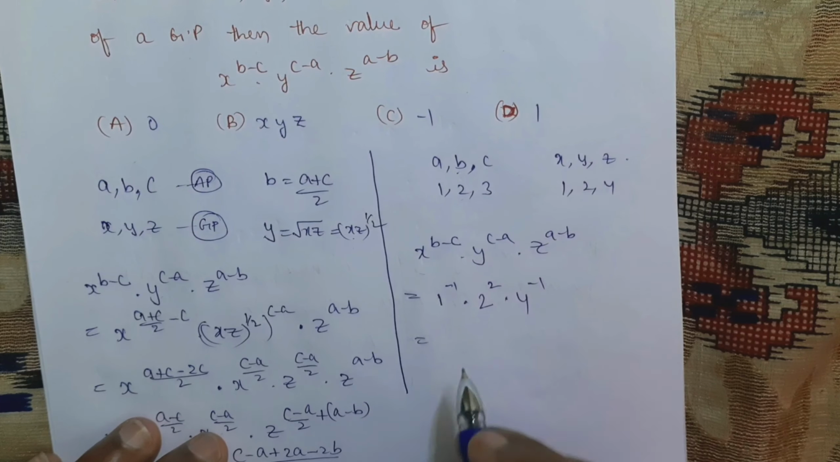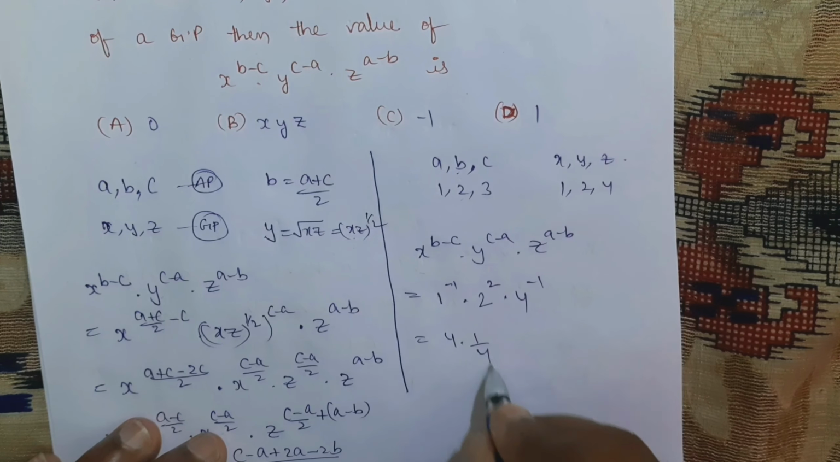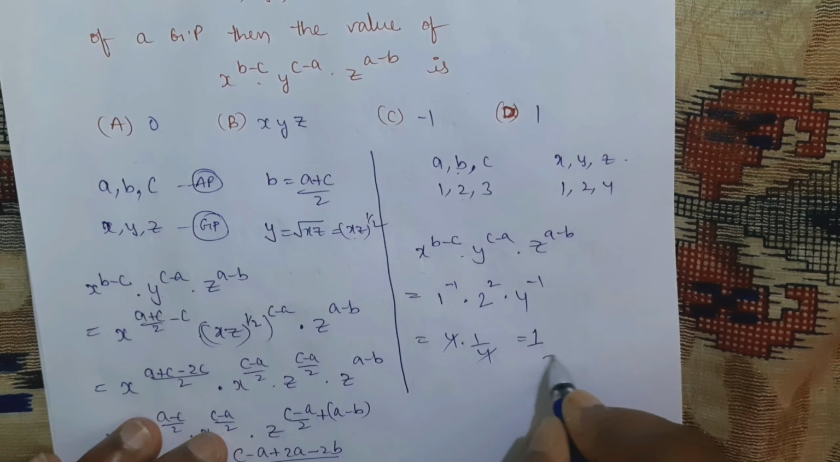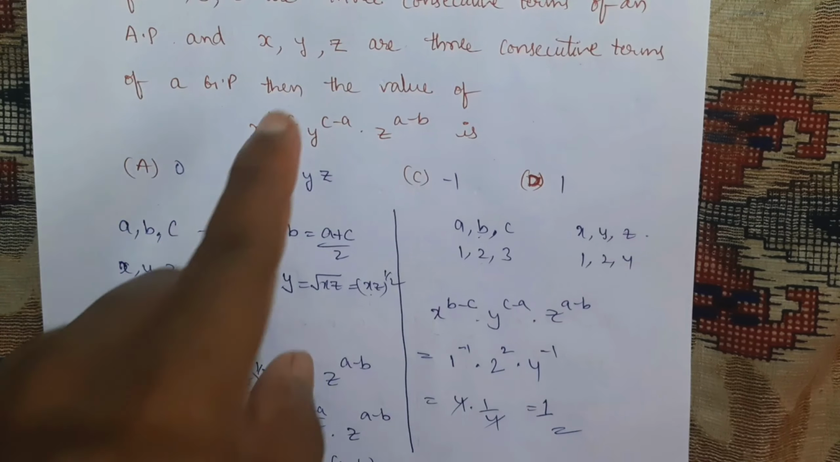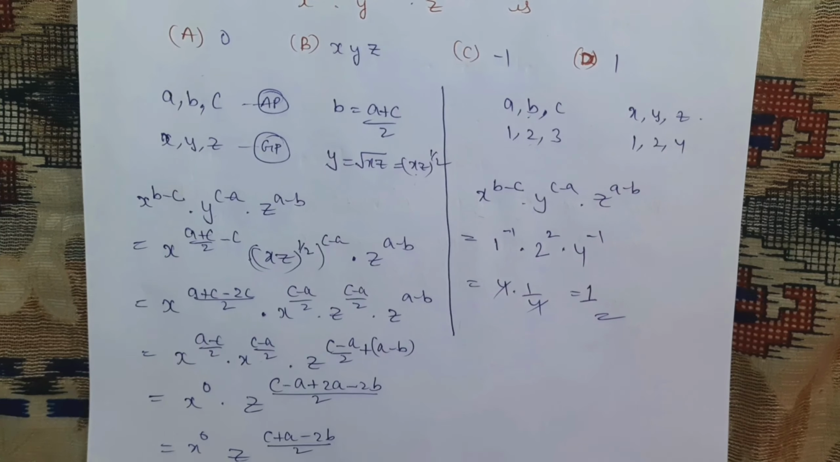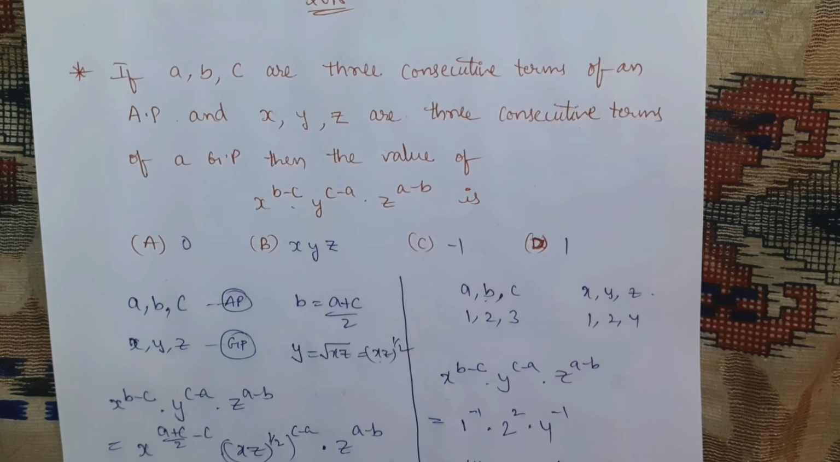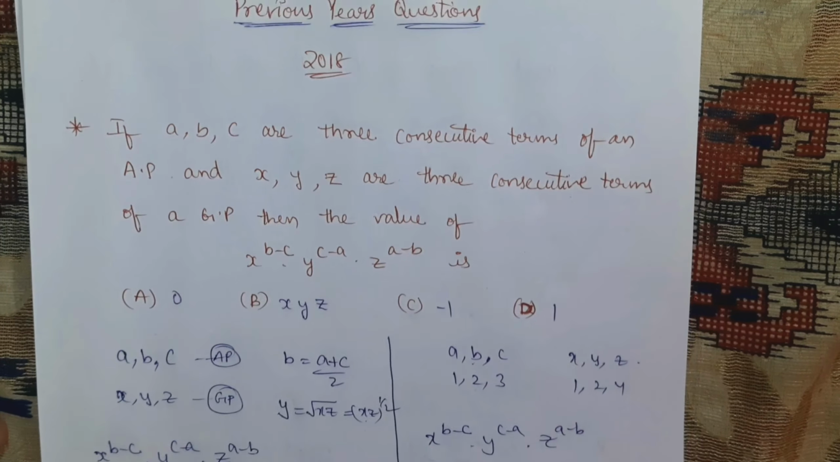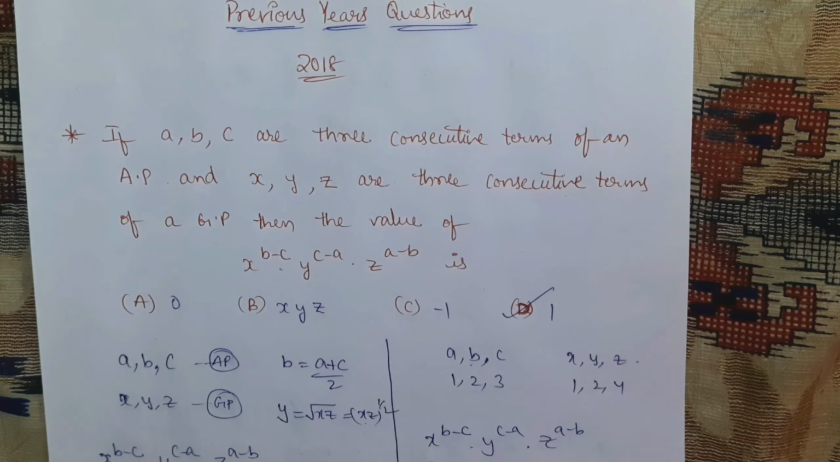So 1 to the power of anything is 1, 2 square is 4 into 4 to the power of minus 1 is 1 by 4. If you simplify these two, you will get 1. Like this also you can consider by considering some examples regarding that series. Otherwise by using common terms also you can do. So in 2018 the answer for that question of that sequence and series is option D, which is equal to 1.